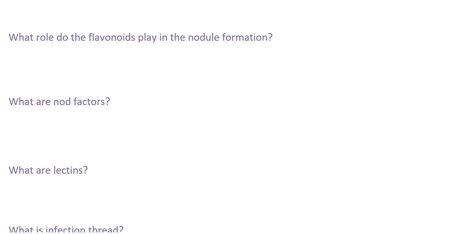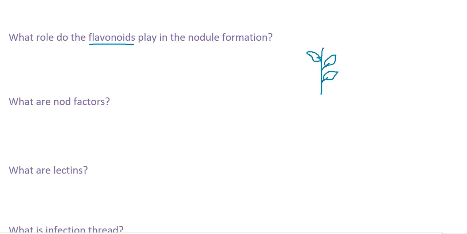Hello friends, we will continue with nitrogen metabolism and this is the third part. The question is, what role do the flavonoids play in the nodule formation? This I have discussed in the last lecture also.